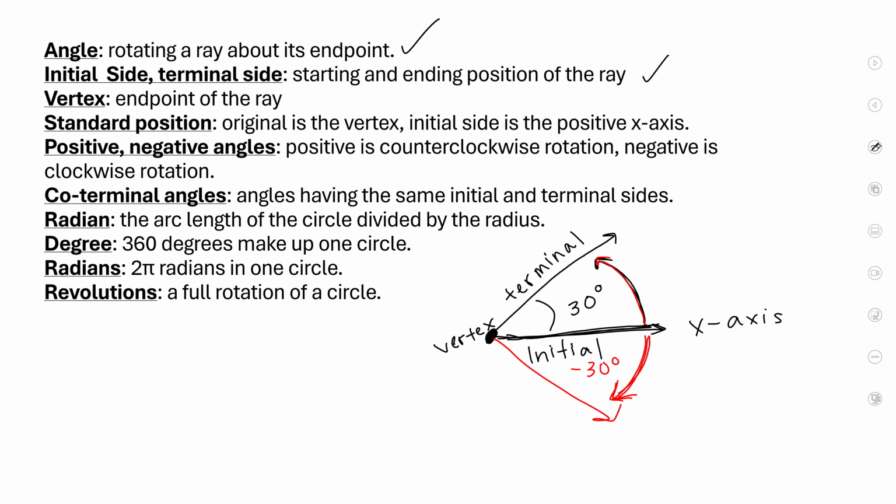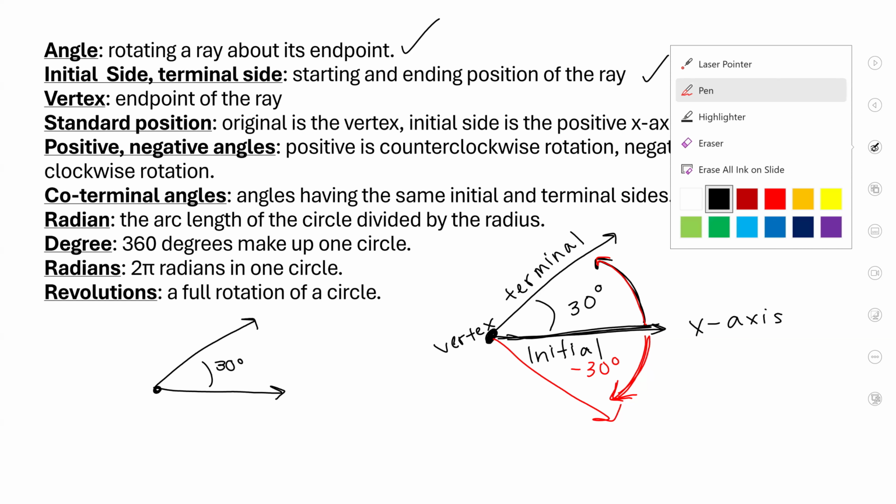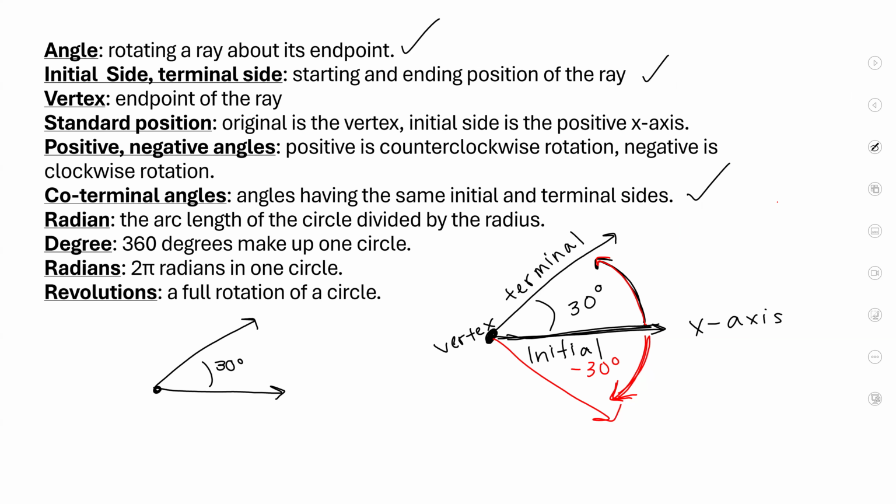Okay, let's talk about coterminal angles. Coterminal angles are angles that have the same initial and terminal sides. So for example, let's take that same example. This is my initial side. This is my terminal side. This is a 30-degree angle. Now, if I rotated 360 degrees and landed right back on the same spot, I am now at 390 degrees.